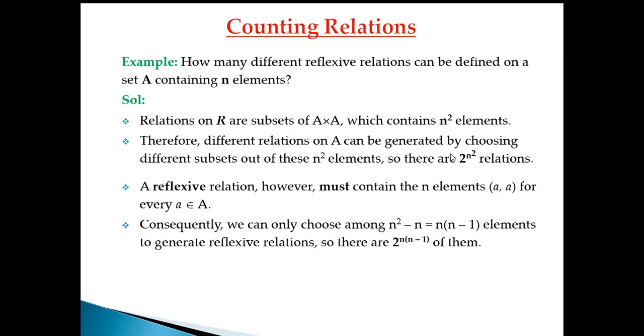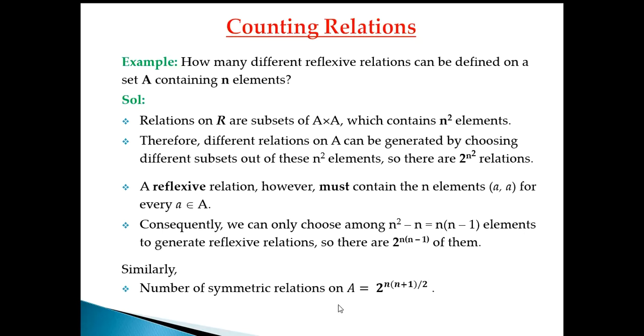So you have to remember these relations like a formula. How many binary relations you have in the set: 2 to the power n square. How many reflexive relations are there: 2 to the power n square minus n, if we talk about only the set A. Similarly, the number of symmetric relations is 2 to the power n into n plus 1 by 2. So you need to remember these points. How many total binary relations will be there? 2 to the power n square. How many reflexive relations? 2 to the power n square minus n. And how many symmetric relations? 2 to the power n into n plus 1 by 2.